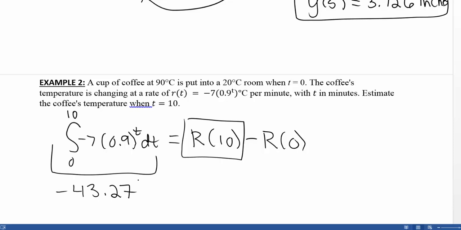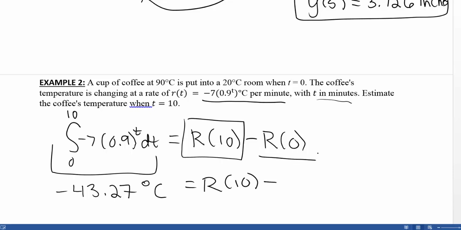The units here of my function were in degrees per minute. My independent units on the bounds here were in minutes. So degrees per minute times minutes. The minutes are going to cancel. So this is -43.27 degrees Celsius. So that's going to be equal to the temperature at time 10 minus the temperature at time 0. So that's the piece we need to figure out.